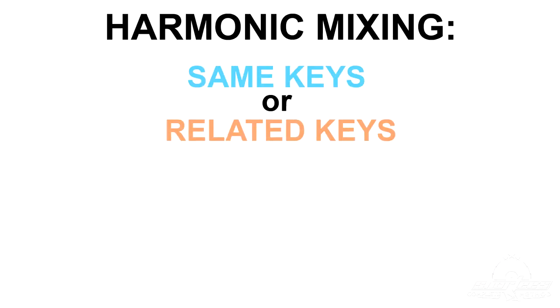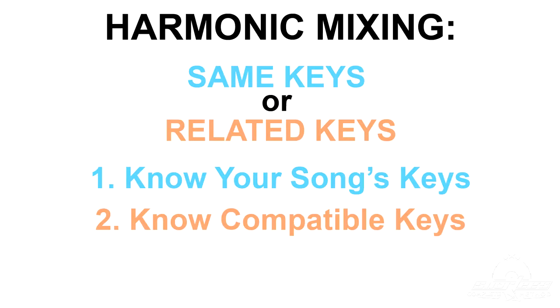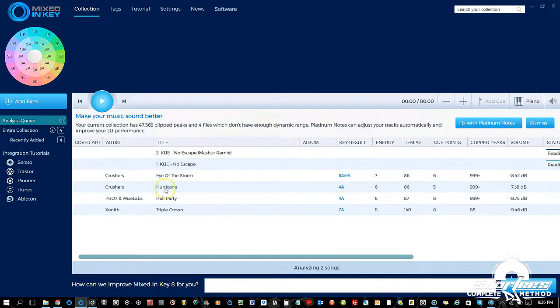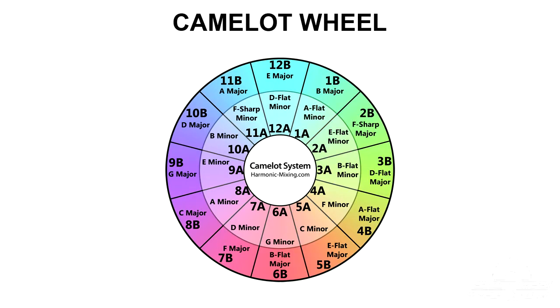So in the last video, we defined harmonic mixing as mixing tracks that are in the same key or related keys. Harmonic mixing consists of two elements: knowing the key of every song that you play and knowing which keys are compatible. Once you figure out the keys of your songs either by ear or with software like Mixed In Key, then you can use this cool diagram called the Camelot Wheel to easily figure out which keys are compatible with each other in order to mix harmonically.